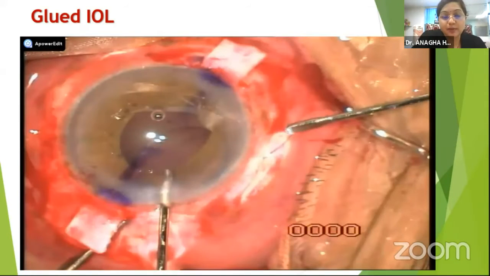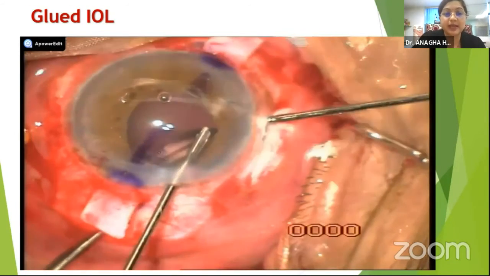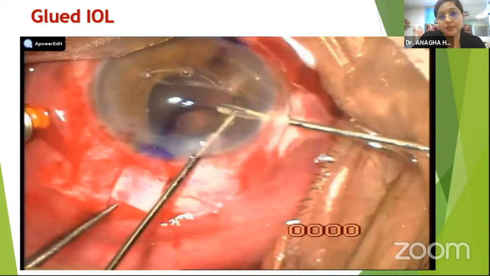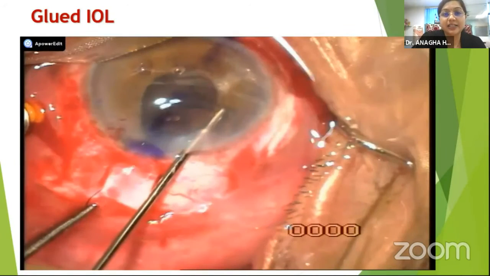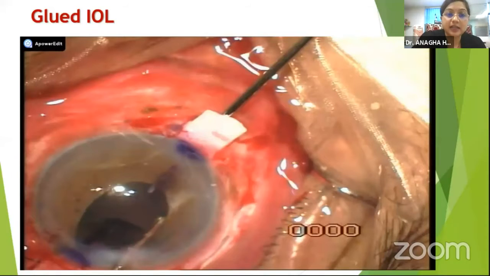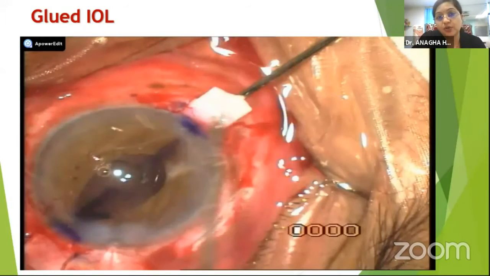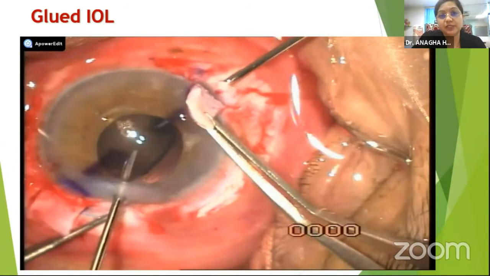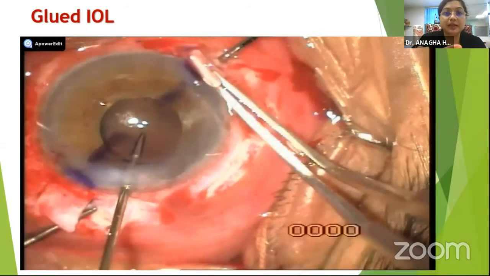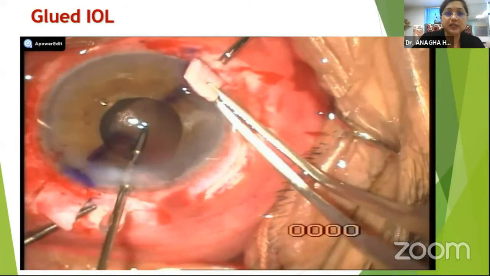Now this tip of the haptic is then held by the assistant, and with the handshake technique, again, the other haptic is also pulled out with the 25 gauge forceps, and then we'll be making a small track like this.